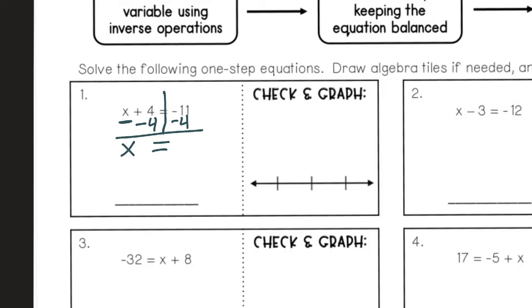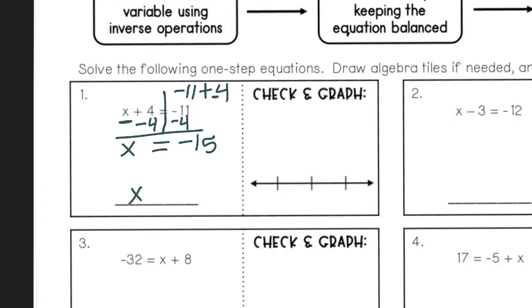Now, if I have a negative 11 and I'm taking away 4, okay, that would look like negative 11 minus 4, which means I need to add the opposite because I'm technically subtracting right now, right? So I'm going to change this to addition and change this to a negative 4, which is really negative 11 plus a negative 4, giving me a total of negative 15.